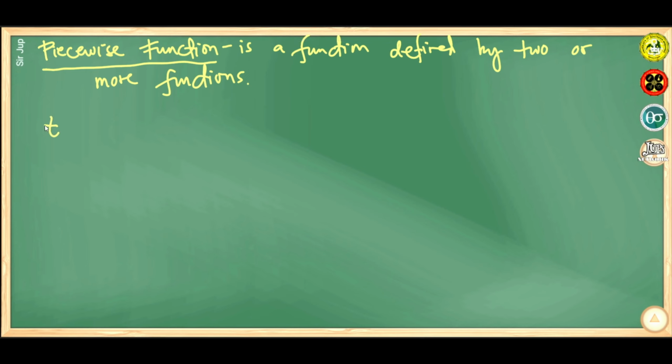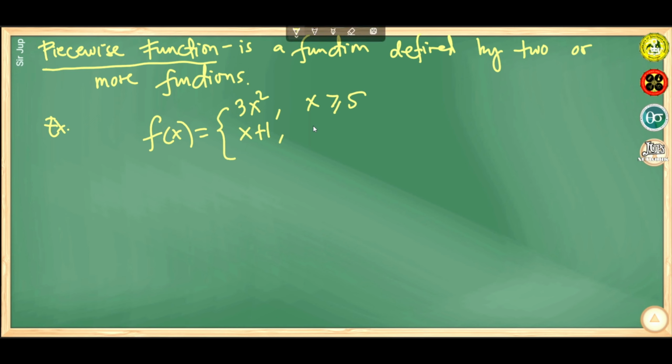Okay, so for example, we have f of x equals 3x squared if x is greater than or equal to 5, and then x plus 1 if x is between negative 2 to 5, and then we have negative 4x squared if x is less than or equal to negative 2.